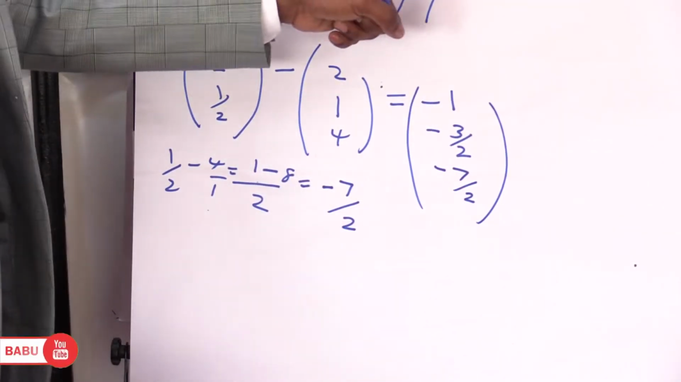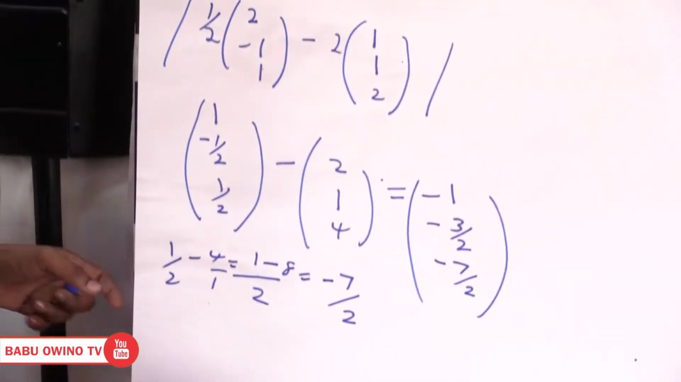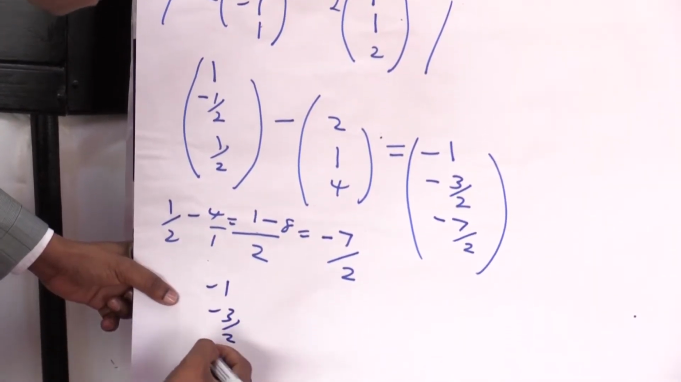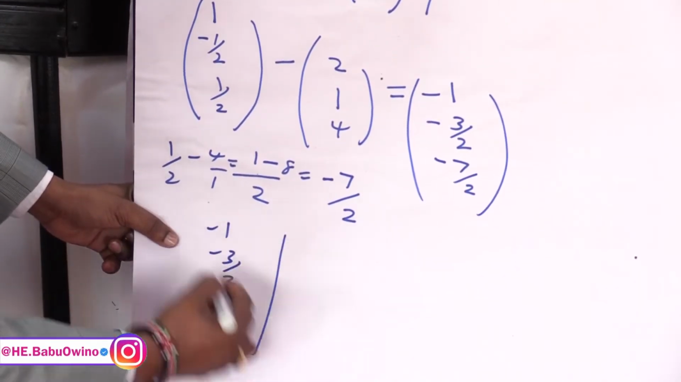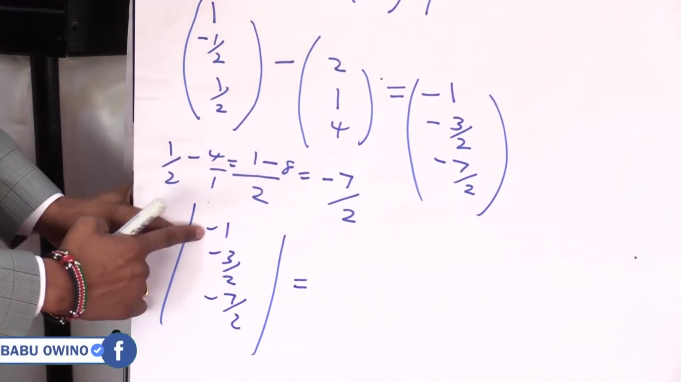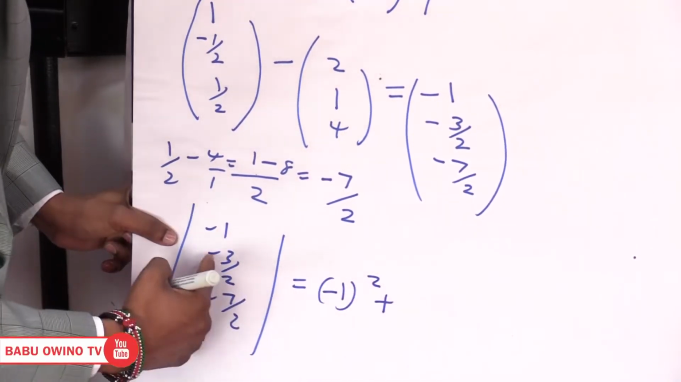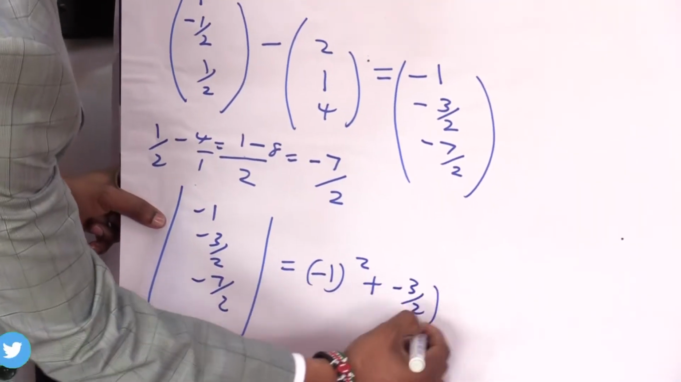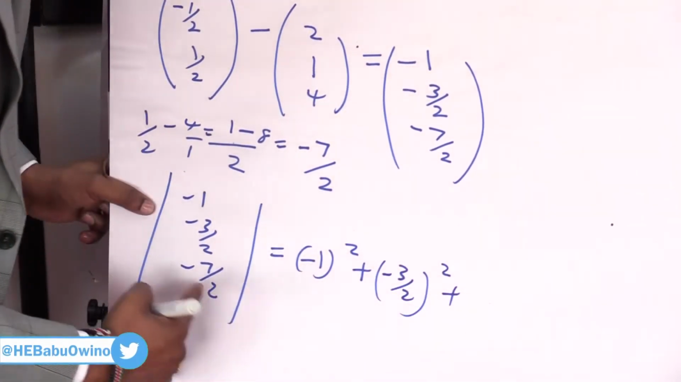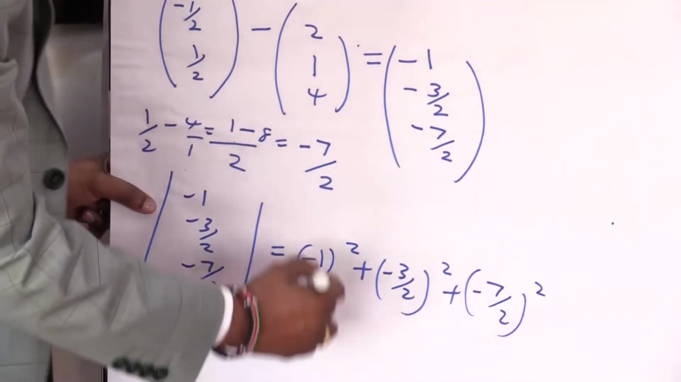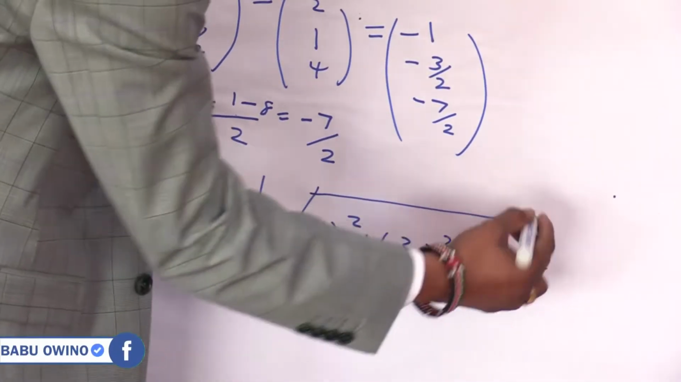But they want the modulus. Are you seeing these signs? So if they want the modulus of minus 1, minus 3 over 2, then minus 7 over 2 into that sign, what does this mean? It means minus 1 squared plus minus 3 over 2 squared plus minus 7 over 2 squared, everything into the square root.